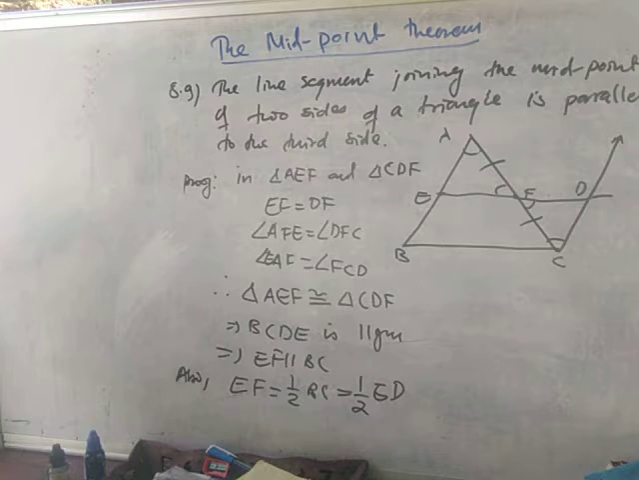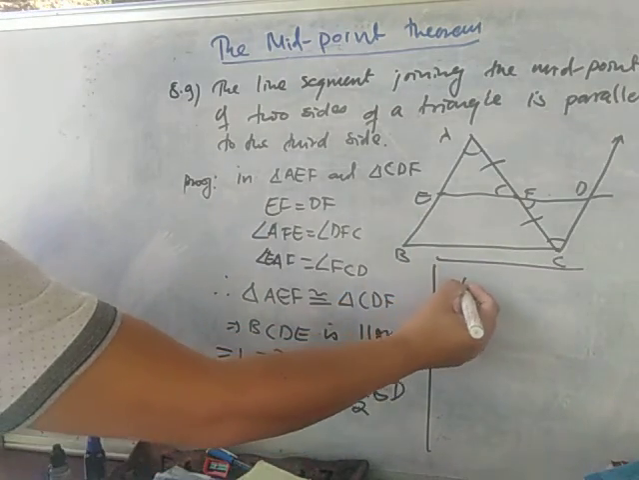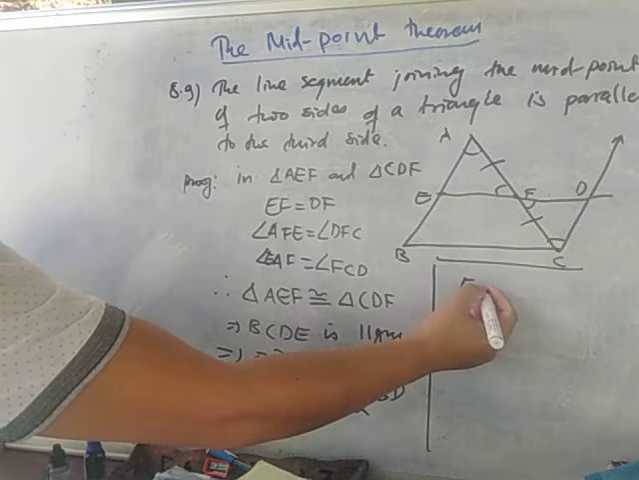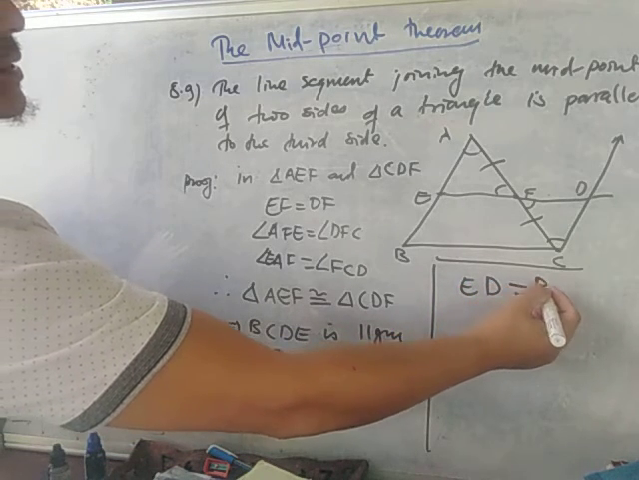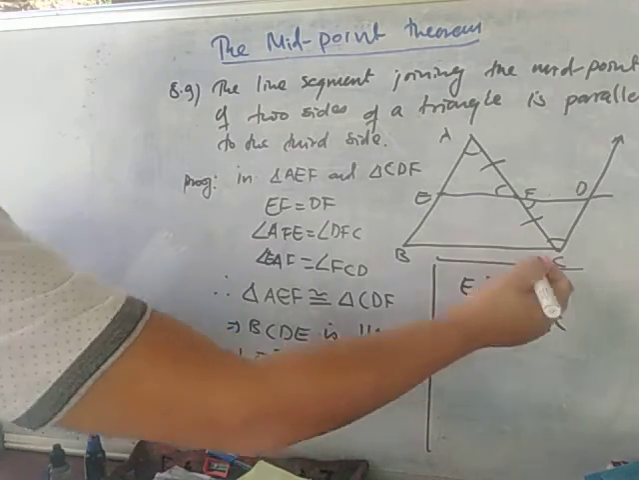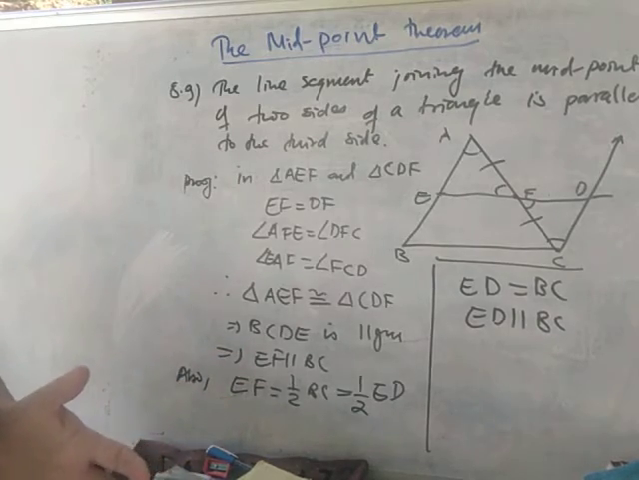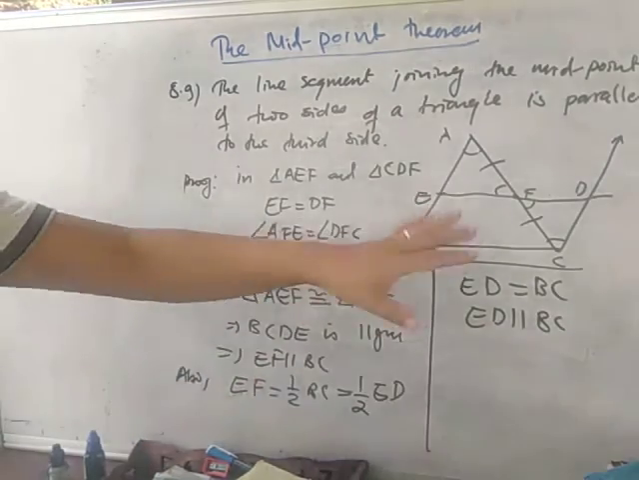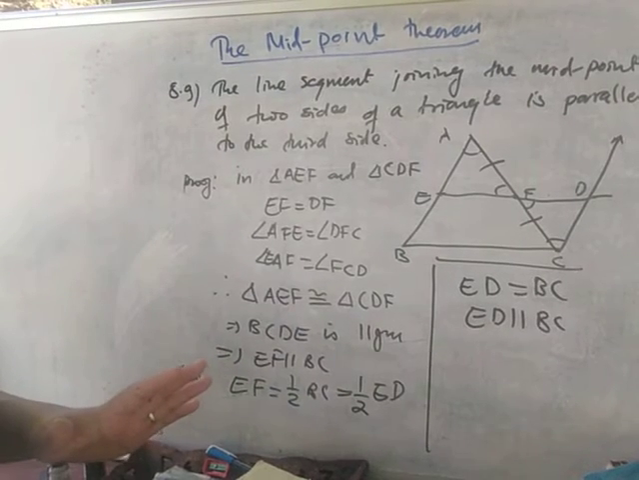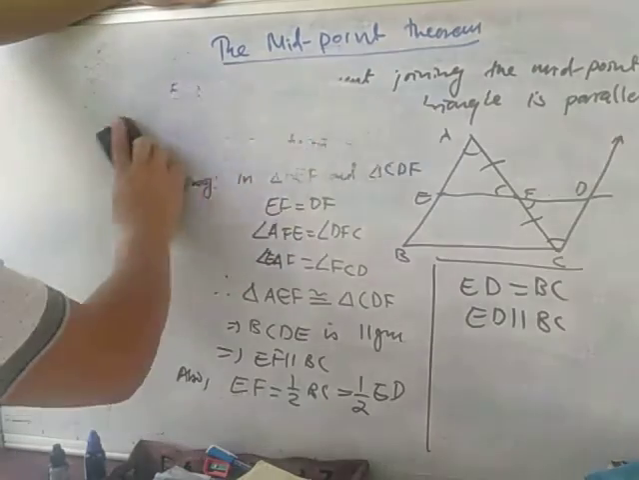Now next, to be a parallelogram, ED equals BC should be there, and ED should be parallel with BC. These two conditions will make any quadrilateral into a parallelogram, parallel and equal. That will make the figure a parallelogram. Otherwise those figures are just quadrilaterals. So now let's start exercise 8.2.